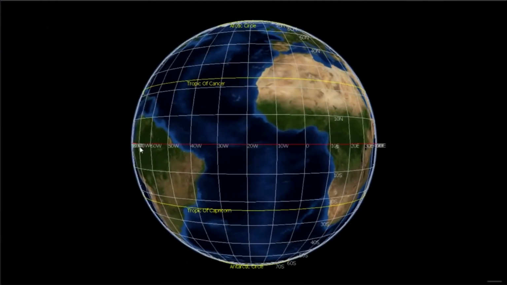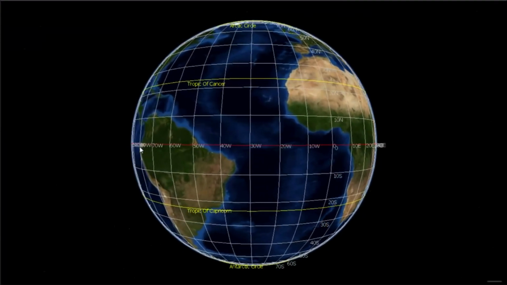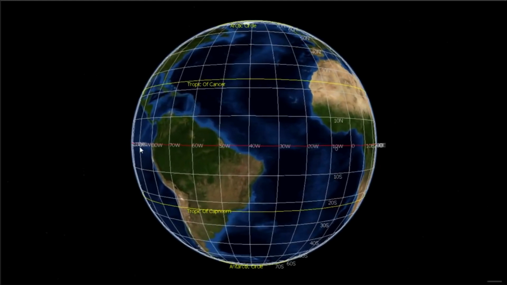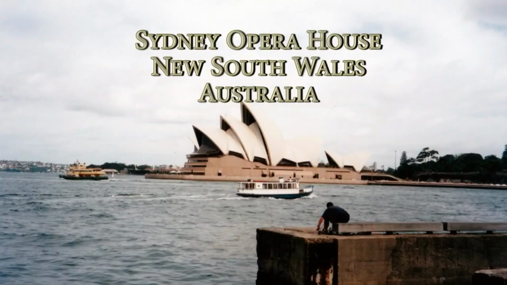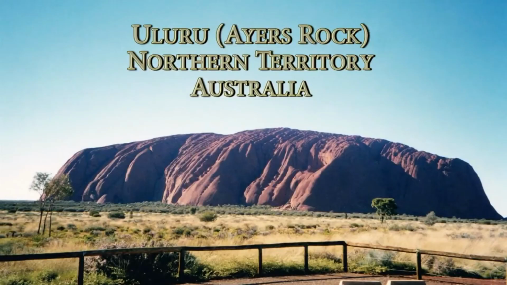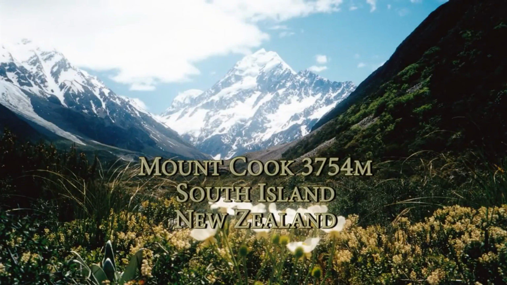Now, as we have seen how to read latitude and longitude, get a map and find the coordinates for these three locations: the Sydney Opera House, Ayers Rock in the Northern Territory of Australia, and Mount Cook, the highest peak of the South Island of New Zealand.